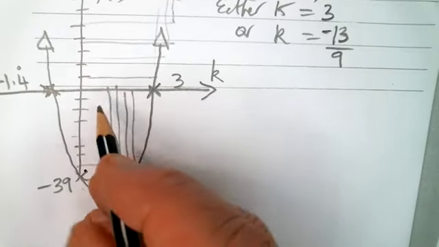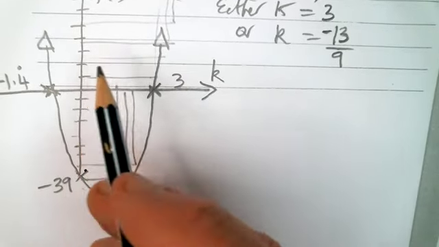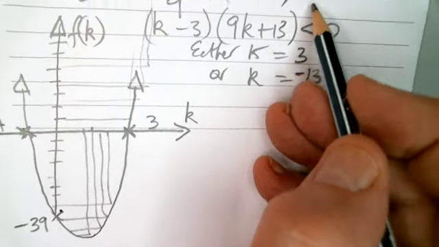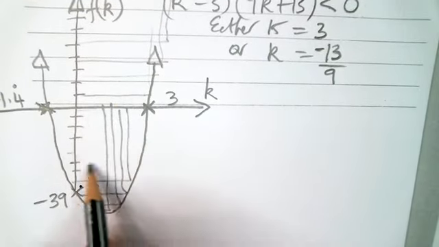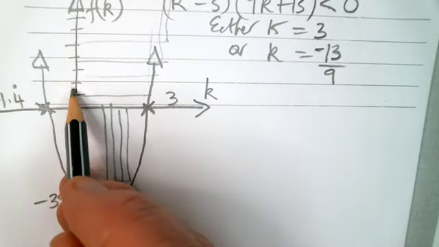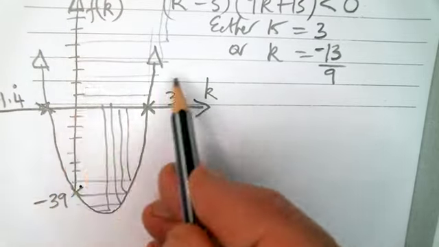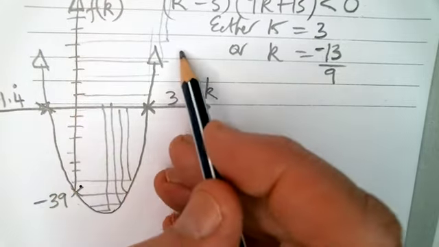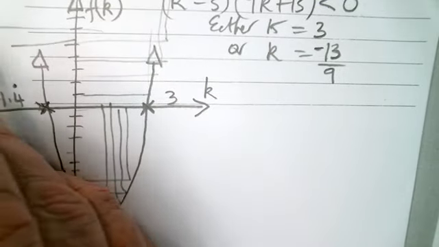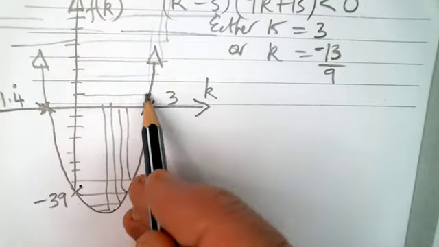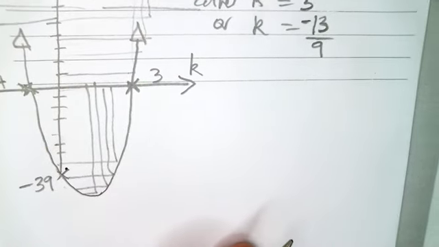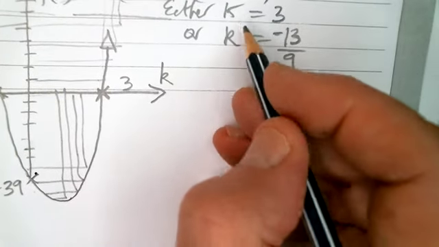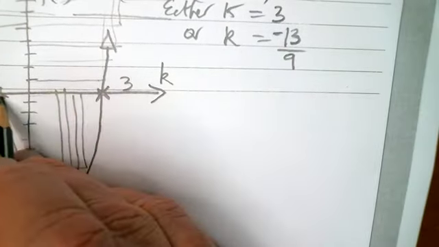So if the f of k values are less than 0, then they're going to fall between these two, because these values here are less than 0. If they were greater than 0, they'd be up here, spreading out progressively wider and wider as the parabola moves wider as it goes up. So therefore, the values are going to fall between these two.